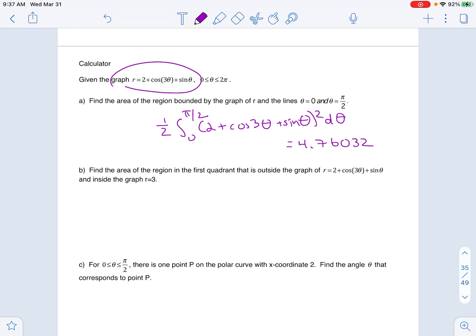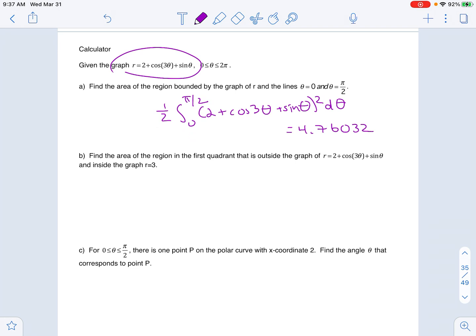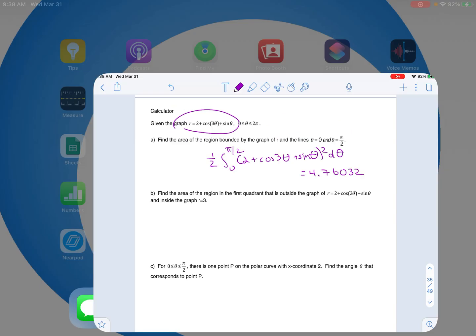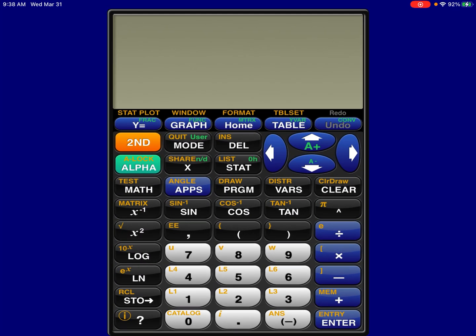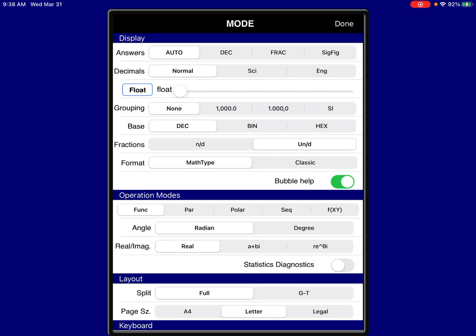Now the second one is where you're going to be looking at the graph only in the first quadrant that is outside the graph of 2 plus cosine of 3 theta plus sine of theta and inside the graph of r equals 3. So let's go ahead and look at these graphs on the calculator. I'm going to be using the iPad calculator, so it's going to look a little bit different.